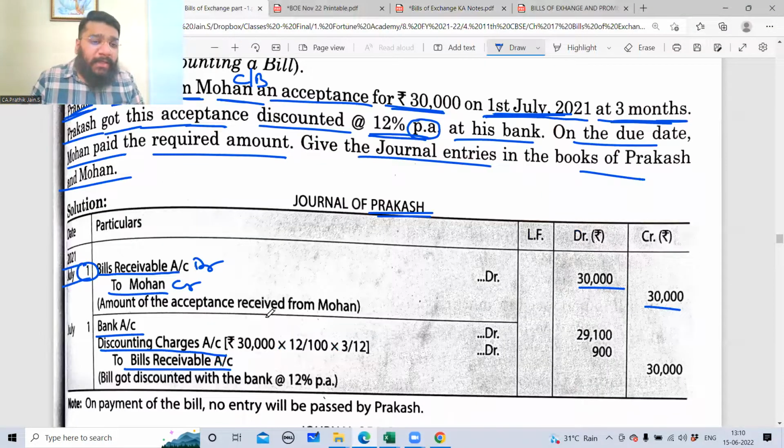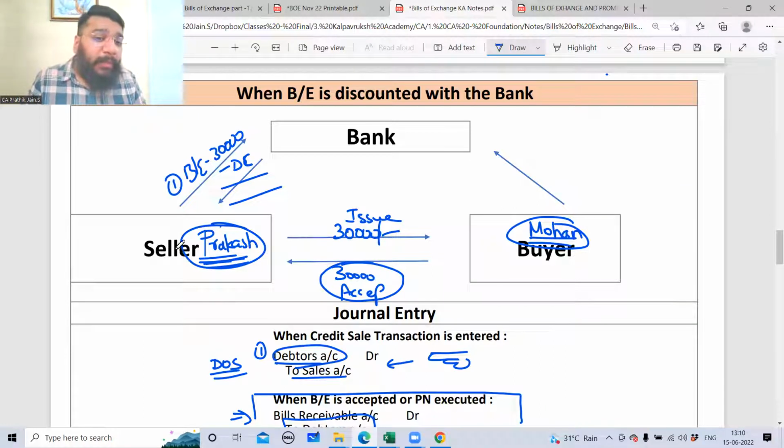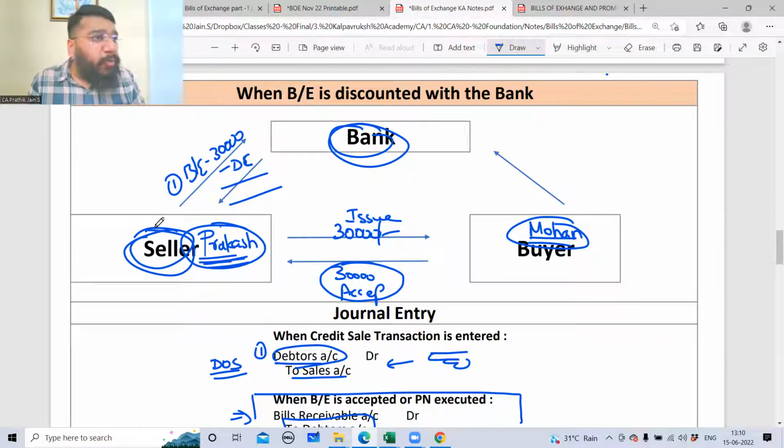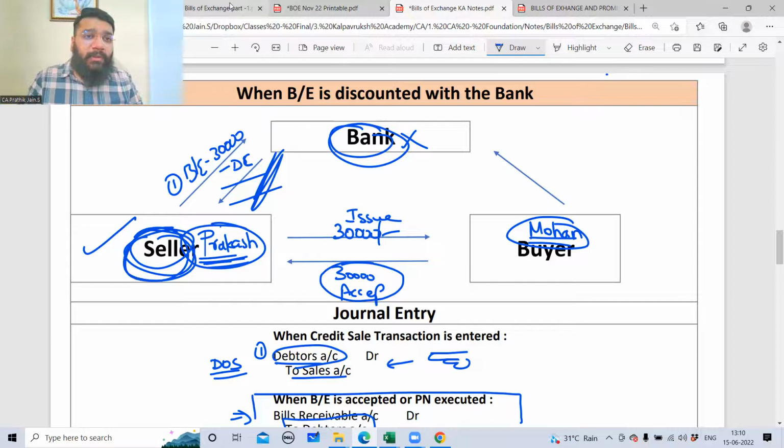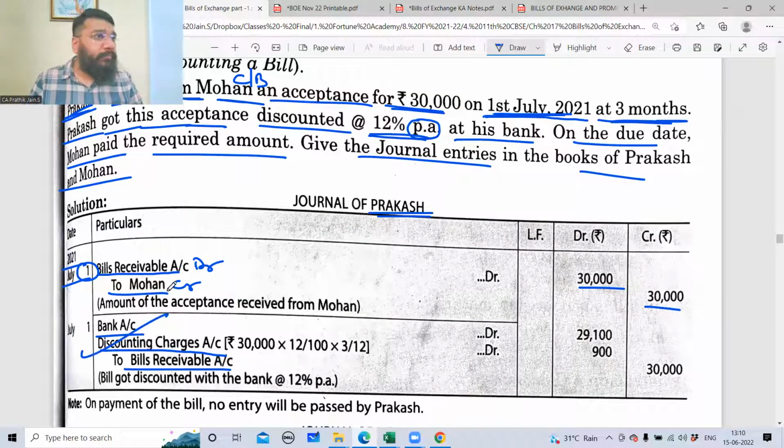The next transaction is the discounting transaction. That is happening between the seller and the banker. So can I say the banker and seller will record? Since we are not preparing the bank's books of accounts, I'll not do any entry for the bank, but I need to record the entry here. So here the transaction is between these two people, so I need to capture this. Therefore, this entry is coming into the picture.